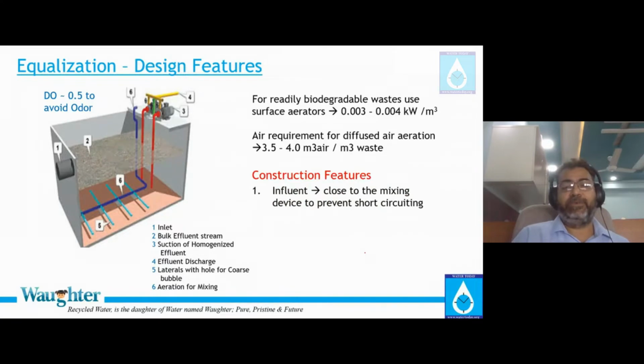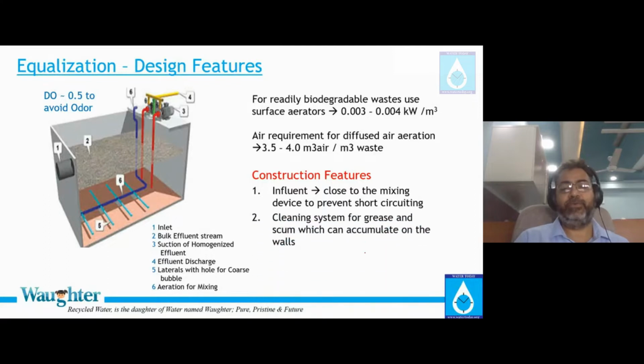About construction features, something important is: one, the influent close to the mixing device to prevent short circuiting. The influent pipe which is coming should come as close to the mixing device as possible. Two, a cleaning system for the grease and scum which can accumulate on the wall. Because many times I see plants where the equalization tank is done, but to clean the debris or anything, even falling leaves from the trees, you should have a system in place.